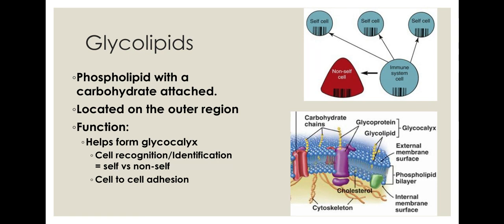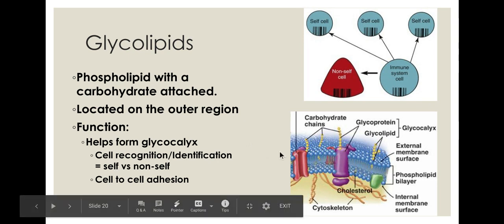So these glycolipids, as you can see in this top picture, kind of are like a barcode that an immune system cell, a white blood cell, can identify what is good and should stay and what is an invader that could cause harm. And then this is just sort of a zoomed in version of that. You've got your glycolipid attached on this membrane.